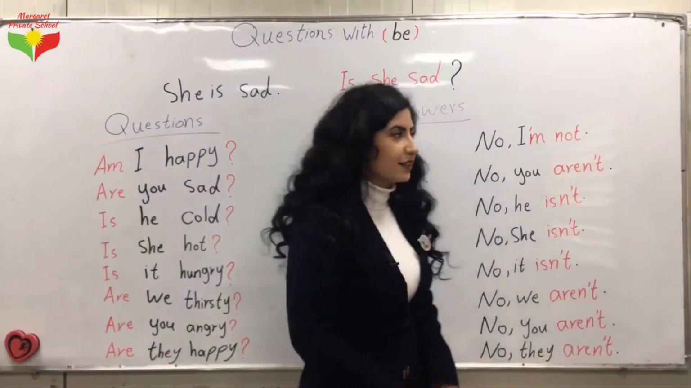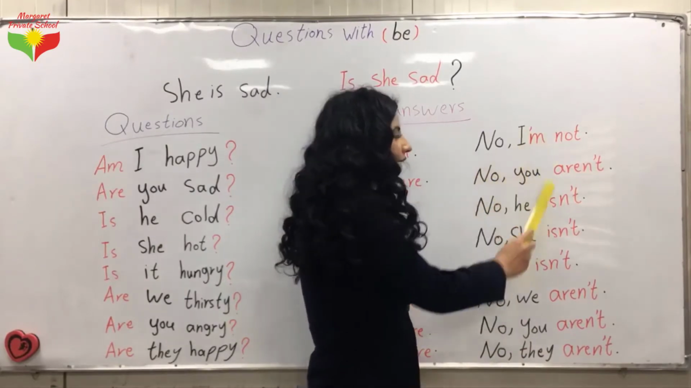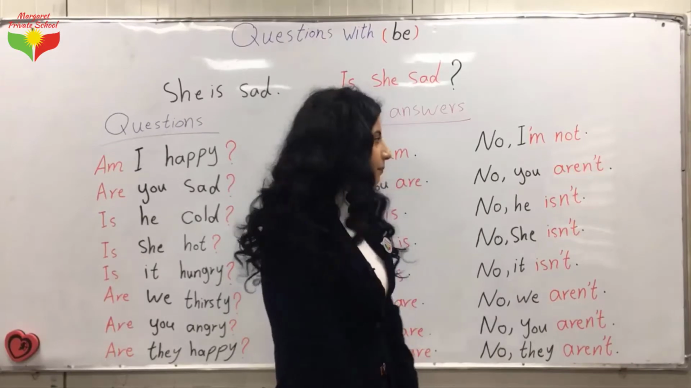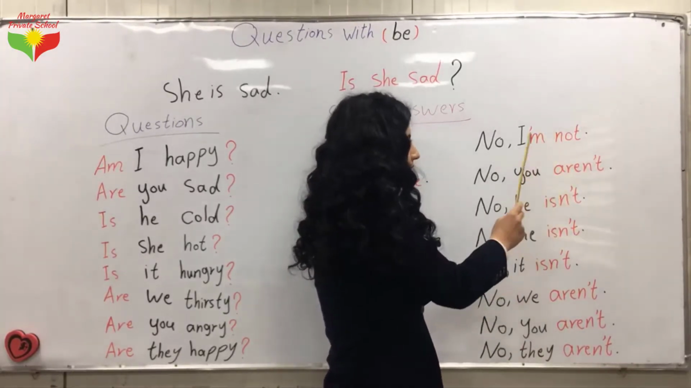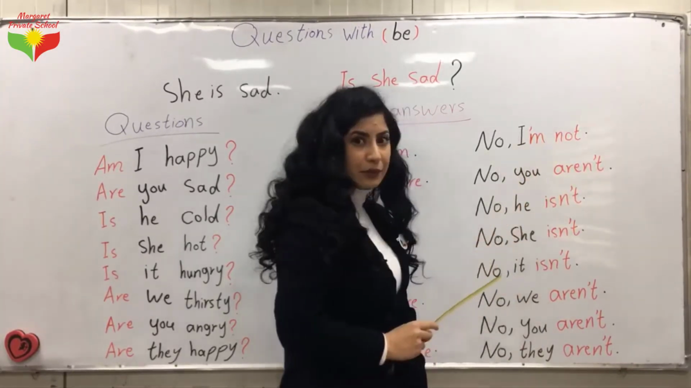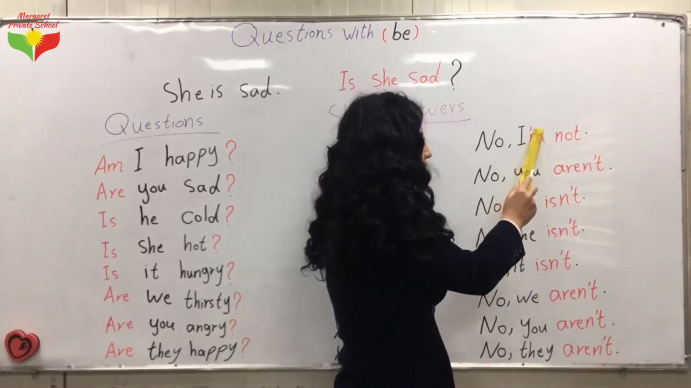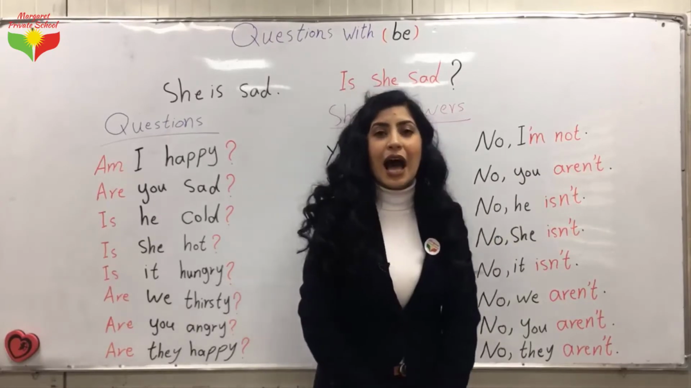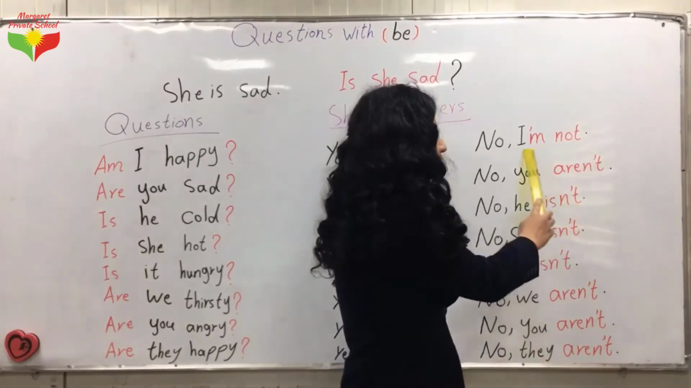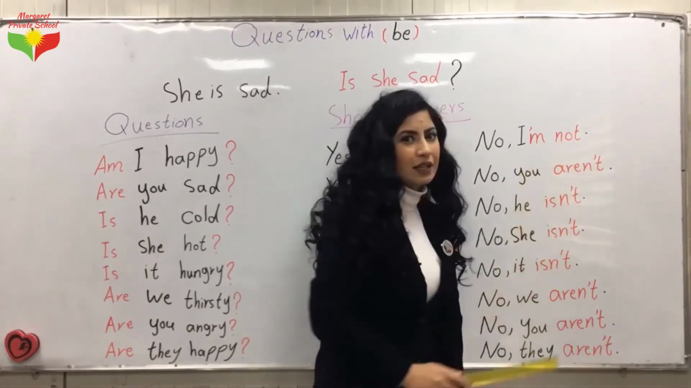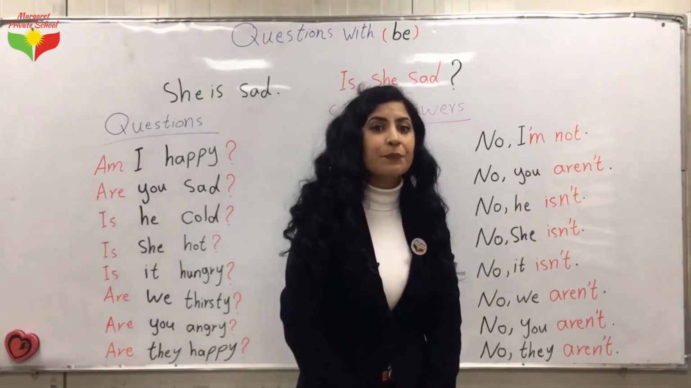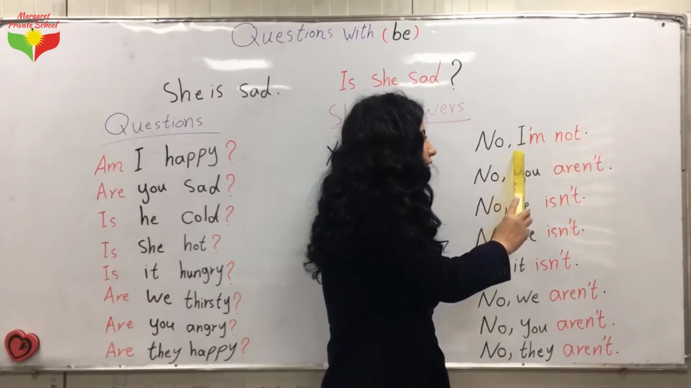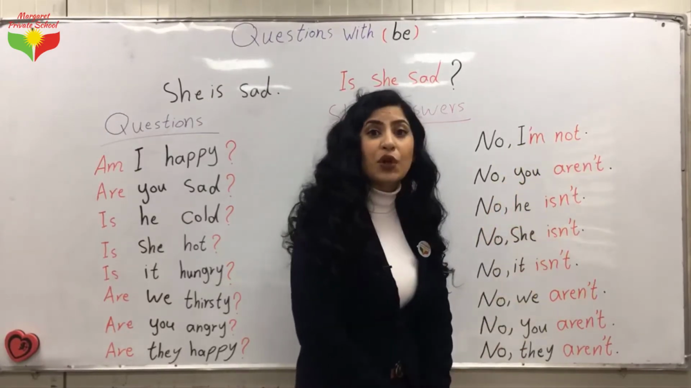Okay, dear kids, look at here. Here we have the short form. Okay, look at the first one. The letter A disappears. We have an apostrophe instead of that letter A, and it sounds like I'm not. We can't say I am not because we have an apostrophe, so we should say I'm not.